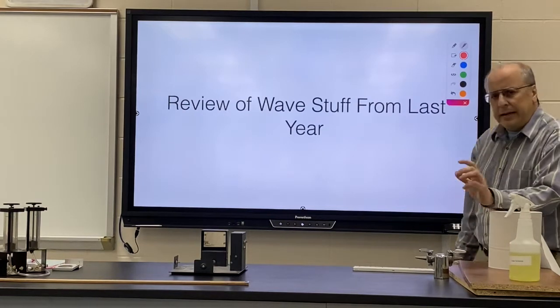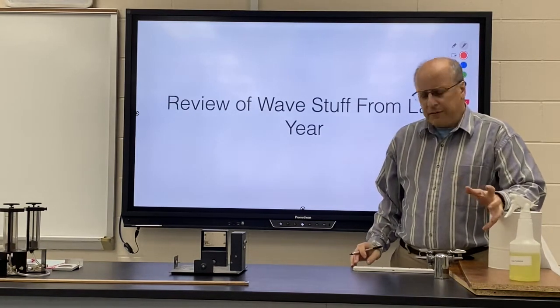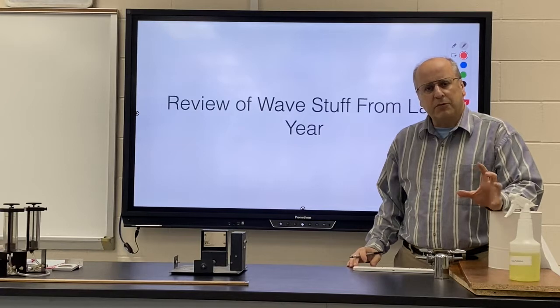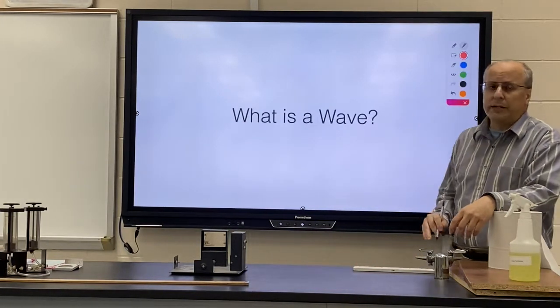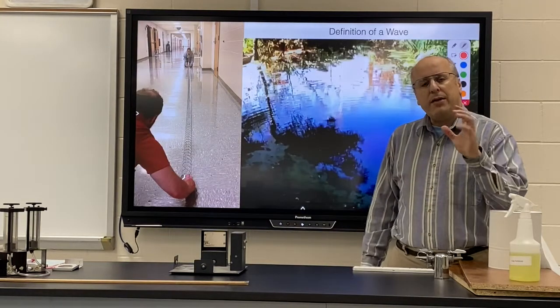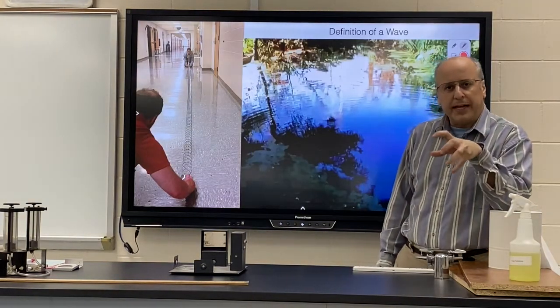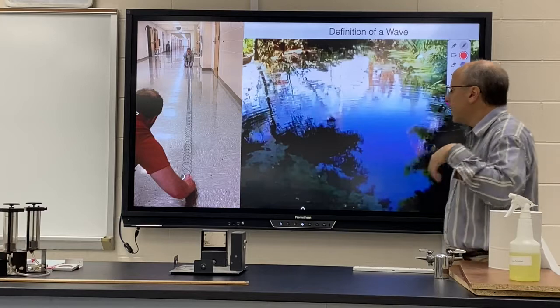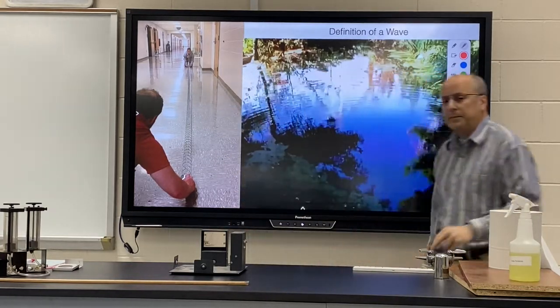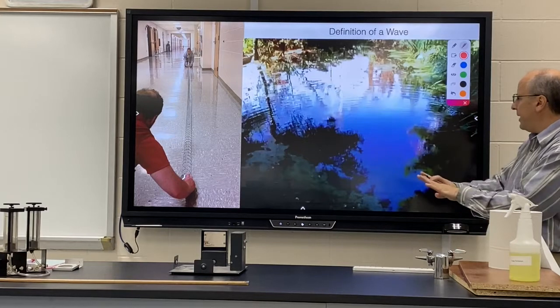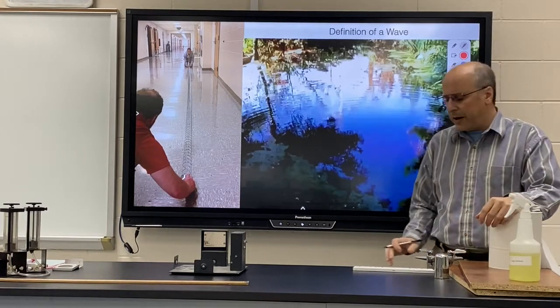Before we can do that, you need to be really fluent with some wave ideas, so I'd like to review some of the really basic stuff we learned last year, starting with what is a wave. A wave is a disturbance that propagates through space and time. In one dimension, we're going to have a wave traveling through a slinky. In two dimensions, we're going to have the wave traveling along the surface of a pond.